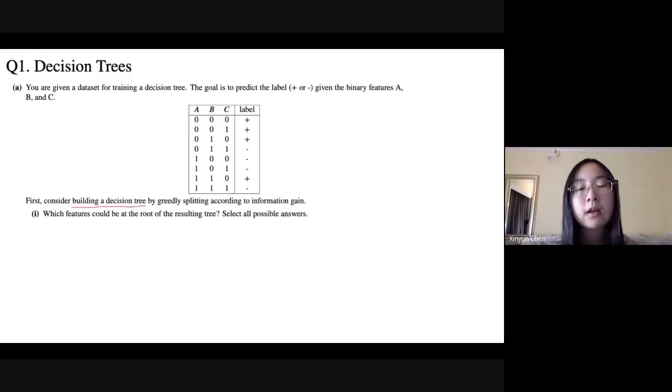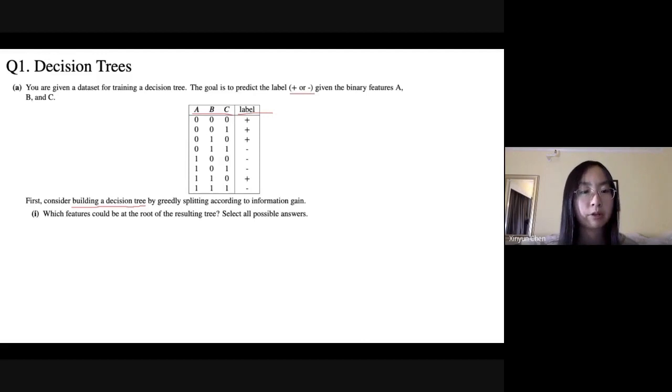in the table. So for each point in this data set, it has three binary features, A, B, C. So basically, these features will take the values of either 0 or 1. And each point is also assigned a label. So the label is also binary. It could take the values of plus or minus.